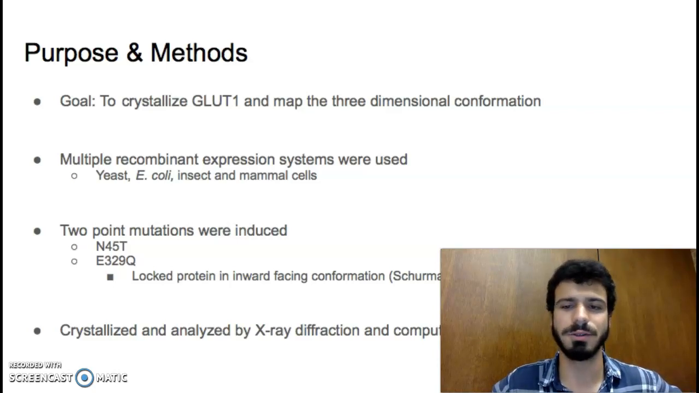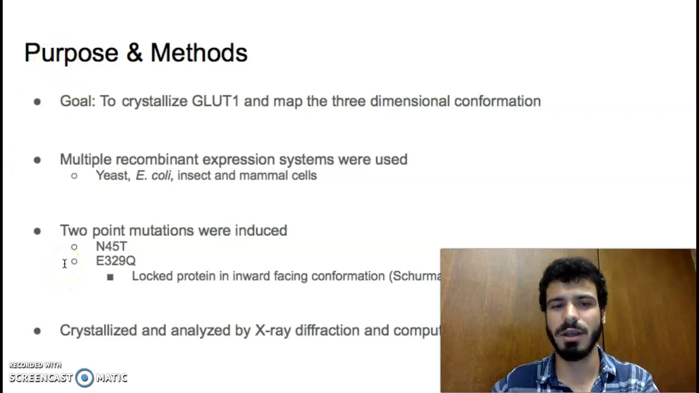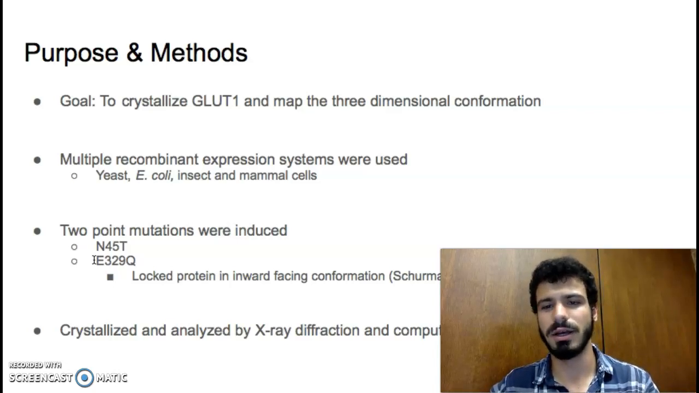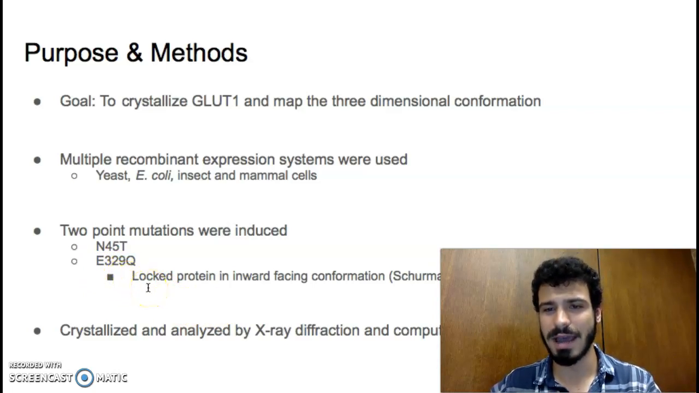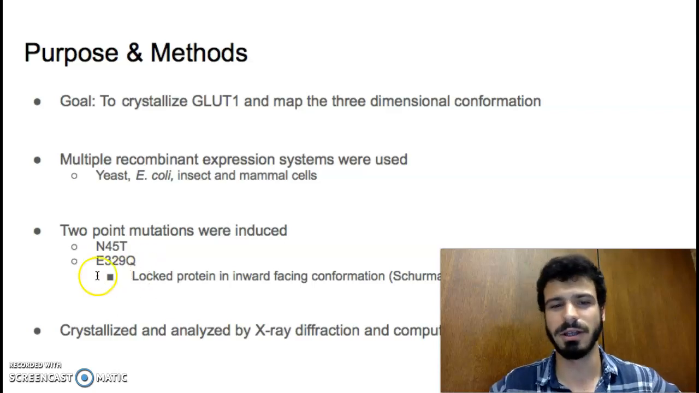Now the initial attempts were unsuccessful, and here just a brief word on the methods. They were unsuccessful, it's thought, because of the frequent changes in conformation. It really prevented successful crystallization. However, after searching the literature, they were able to find a point mutation, E329Q, which locked the protein in an inward-facing conformation. And after that, they were able to successfully crystallize it. So that was really a key step in the success of this experiment.